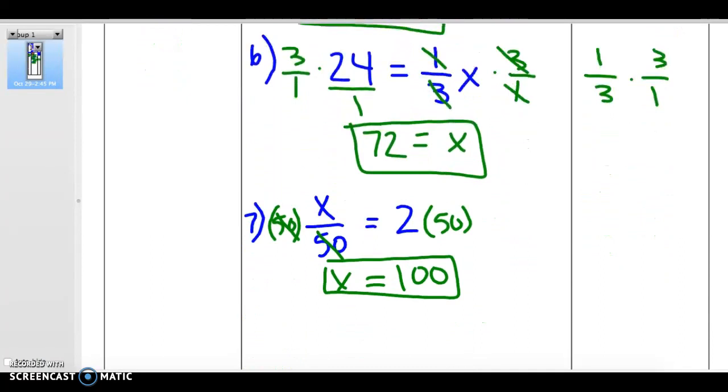Again, always double check your work. Whatever you find to be x, plug it back into the equation. If the answer is true, you know that you got the correct answer. If it's not matching up, then you need to go back and do something different.